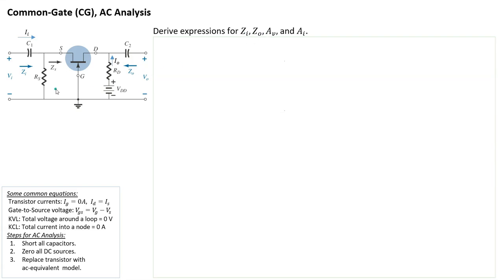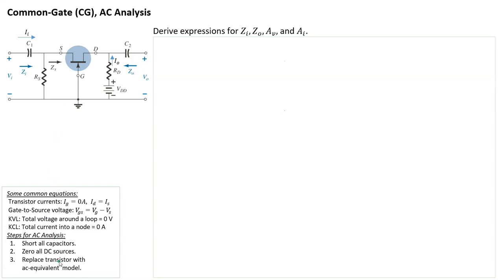And then there are some additional things like, for example, ZS. This is the impedance seen at the source. So we're going to derive ZI, ZO, AV, the voltage gain, and the current gain. All right, so as always, whenever we're doing an AC analysis of the DC circuit, we need to do a few things.